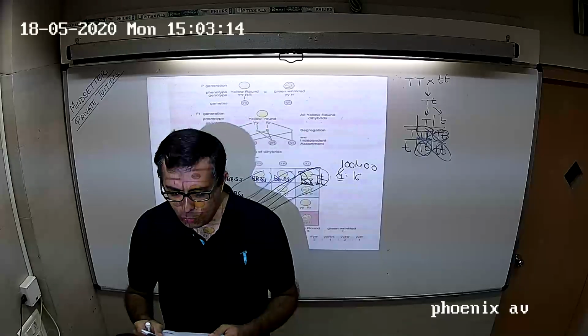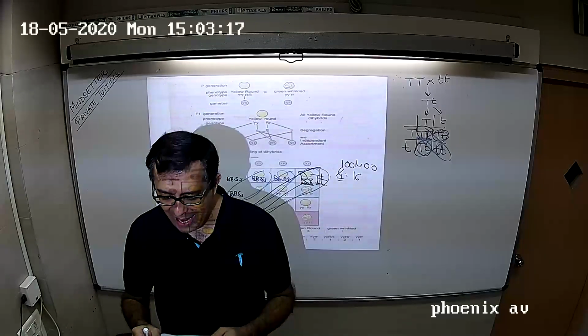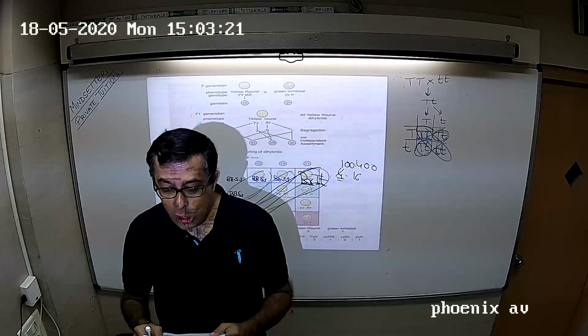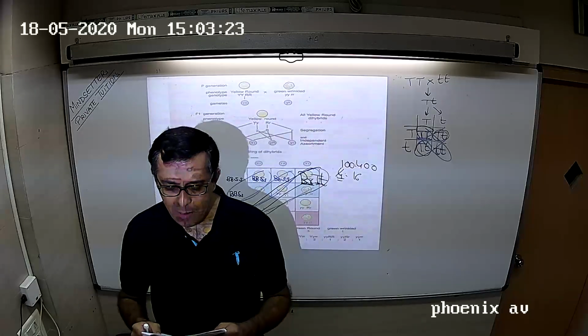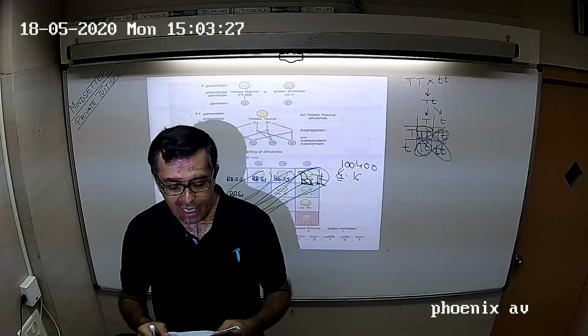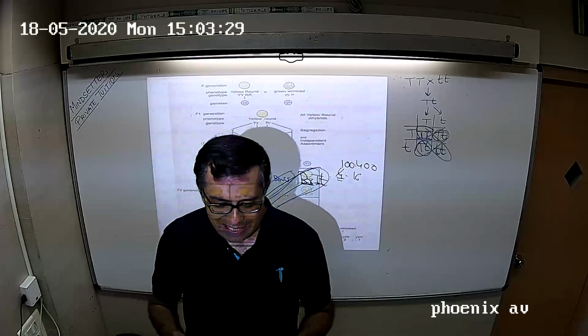162. Which one of the following characters studied by Mendel in the garden pea was found to be dominant? Inflated pods were dominant, all the others are recessive. Inflated pods are dominant.